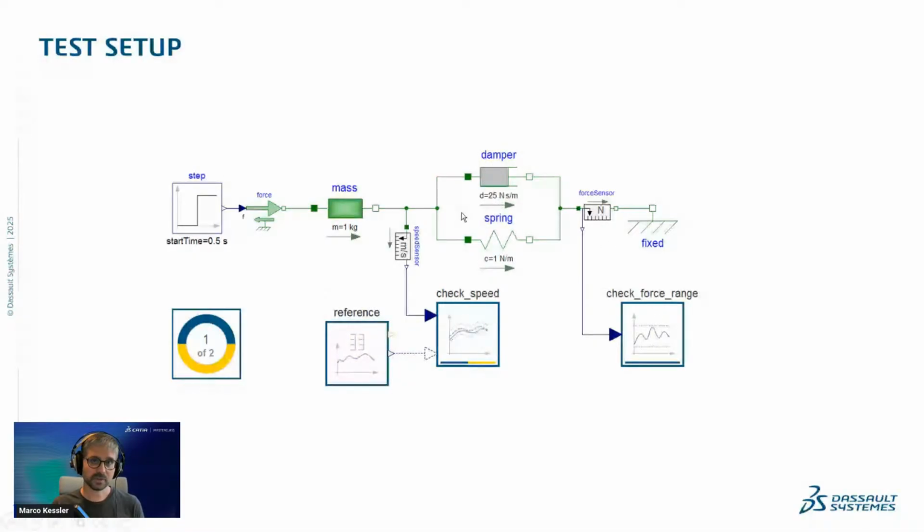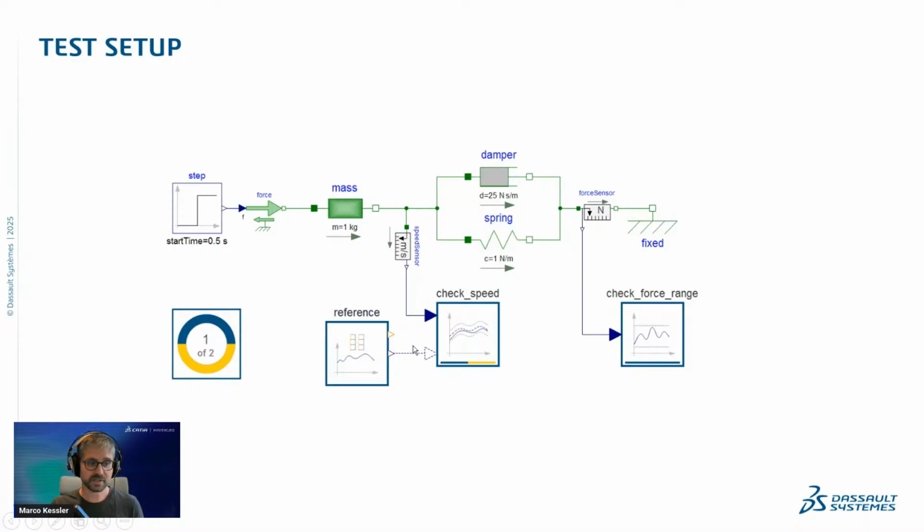To transform this example to a test case, all we have to do is add some sensors, identify the signals which are important, and then use comparison blocks from the testing library to compare the actual signal against the reference, or to check if our signal is within a given range. In this case, we check if the force acting on the wall is in a given range. For example, it should be positive, so that's quite an easy test to do. And in this case here, we check if the speed matches a reference we are reading from somewhere.